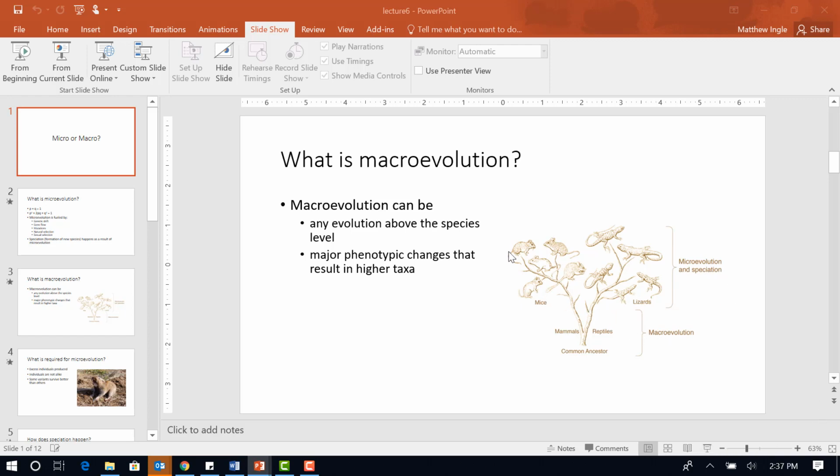Here's the idea. Microevolution and speciation, and maybe even generating new genera, although we'll talk about that in a later lecture, would be under this first category. Macroevolution is going to be major phenotypic changes resulting in higher taxa, like the split of a common ancestor to generate both mammals and reptiles. I think that's a much better way of thinking about what macroevolution is and the specific meaning that's typically conveyed when you hear macroevolution.